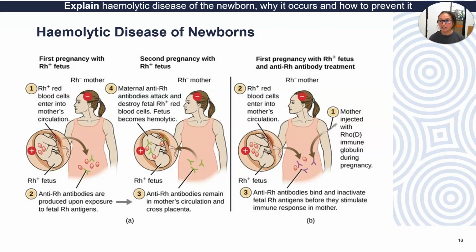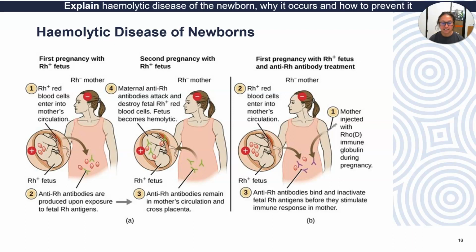Now, this is okay because mum and baby's blood never mix. Okay, and when we look at reproduction, you'll see how that works. Mum and baby's blood never ever mix. Now, if for whatever reason mum's blood gets mixed up with baby's blood, that's when things will start to go wrong.